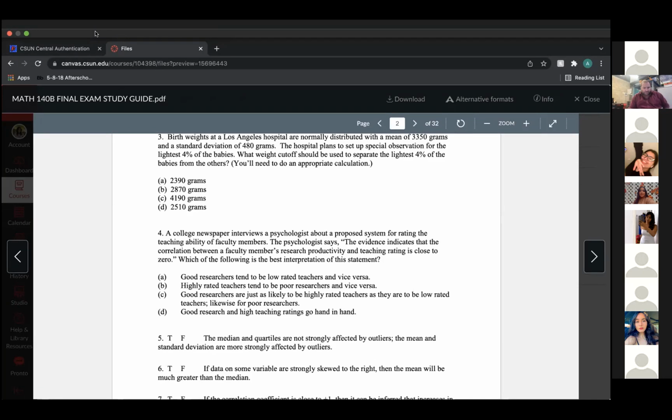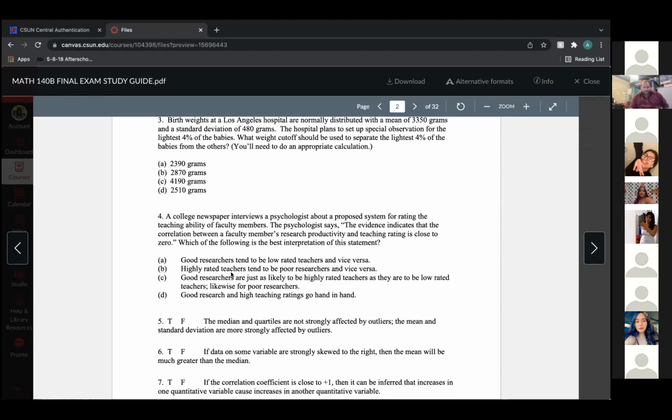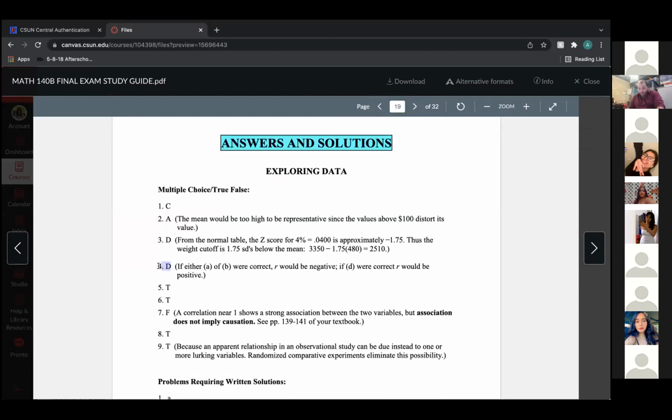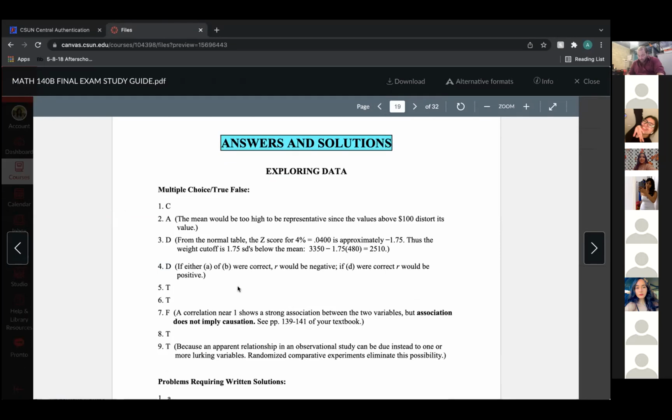I would say C. Yeah, I would say C also, but I think the answer said D. Yeah, that's wrong. That is wrong. So, Isaac, you have a question. Yes, along the same lines as it being a wrong answer, I'm trying to find it in the problems requiring written solutions. Oh, okay. Yeah, so number three, I believe.